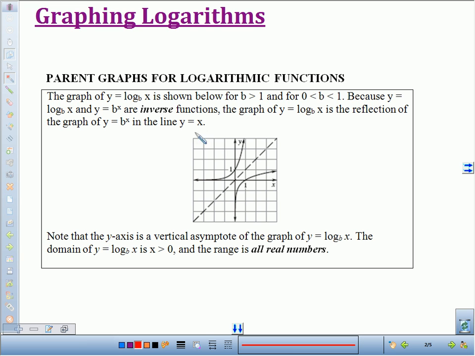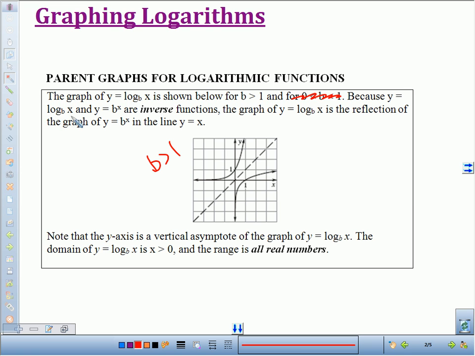Now, I am only showing you a picture of a logarithm for when b is greater than 1. It says here that y equals log base b of x is shown for when b is greater than 1 and between 0 and 1. This is the one that I'm not showing you. We will see how it works a little bit later on, but I want to just give you a clear idea of what's going to be happening first.